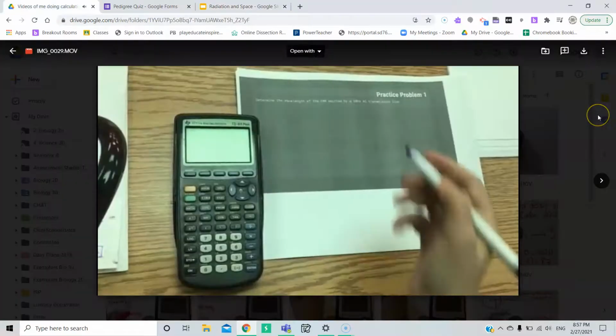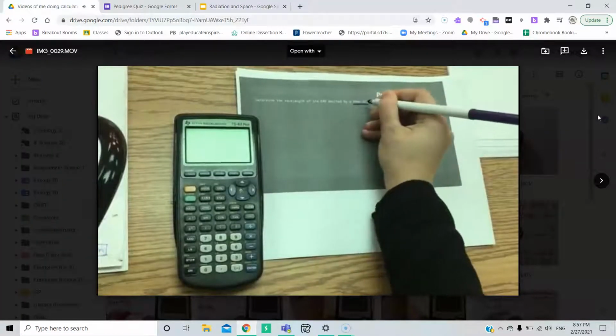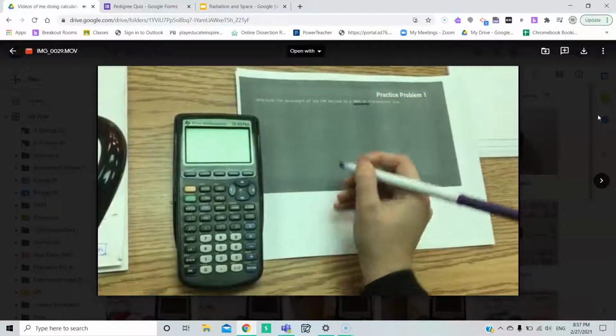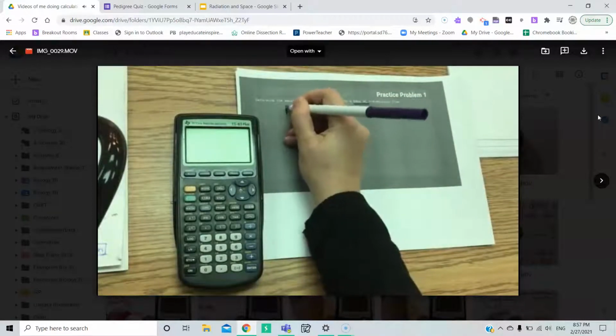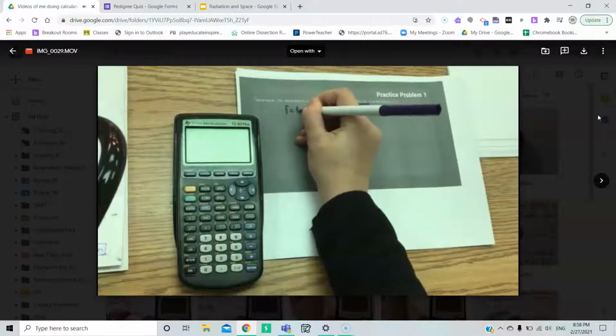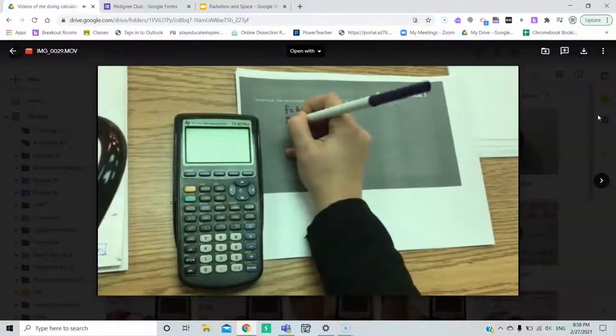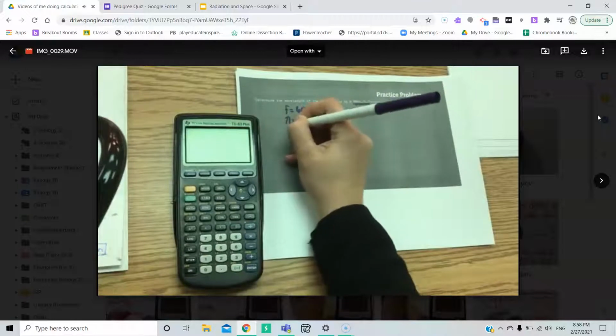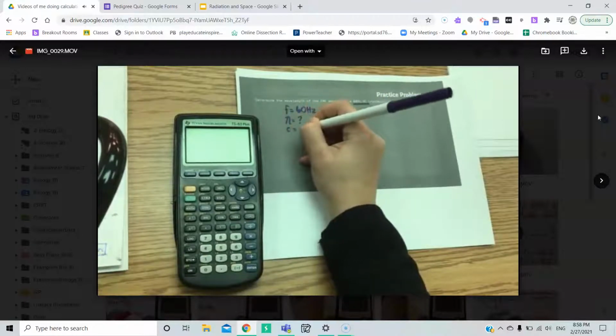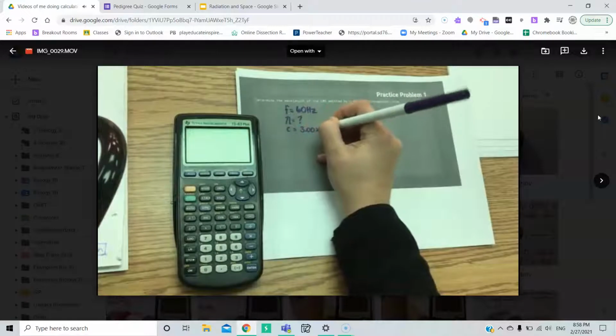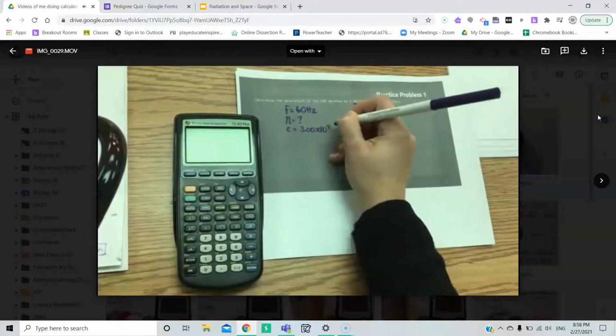So let's do some practice problems. We're going to determine the wavelength of the EMR emitted by a 60 hertz AC transmission line. Whenever starting a problem, you want to write down what you know. In this question, we know that the frequency is 60 hertz. It asks us to determine wavelength, so we don't know that yet, but we do know the constant of light is 3.00 times 10 to the 8th meters per second.